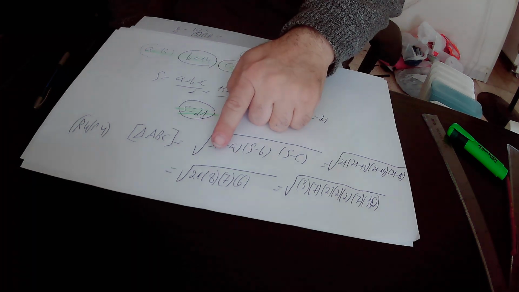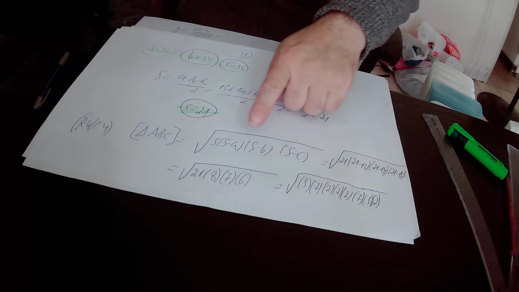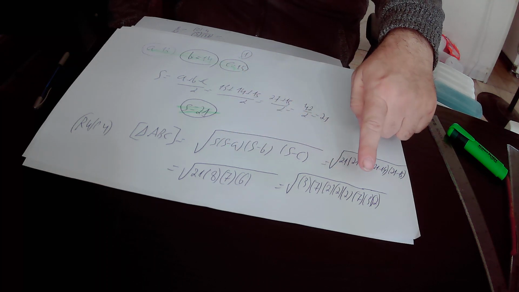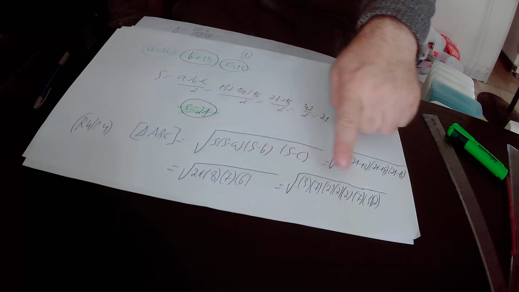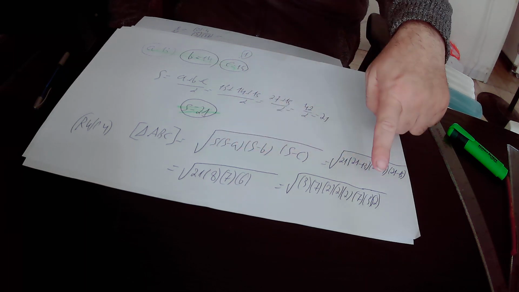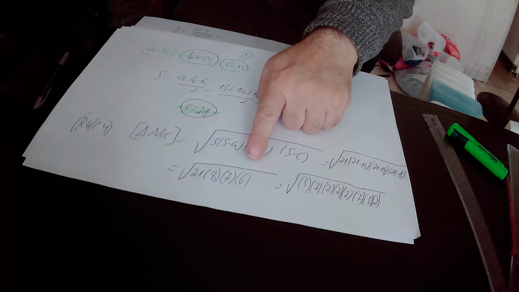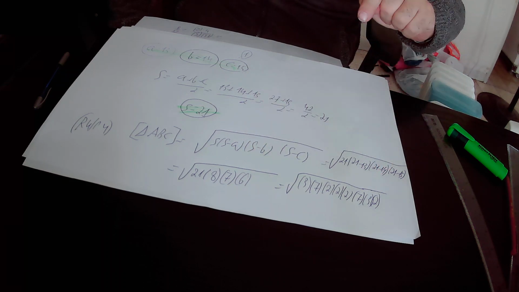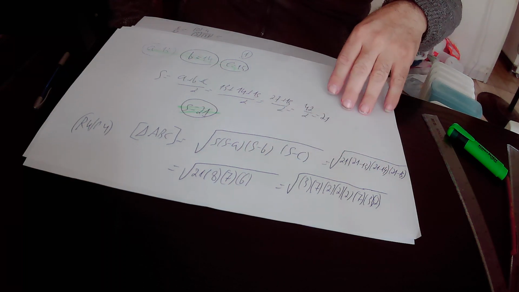Here we substitute 21 by 3 times 7. We substitute 8 by 2 times 2 times 2. We have here 7. I copy it here. And we substitute 6 by 3 times 2. Then we arrange the numbers here.